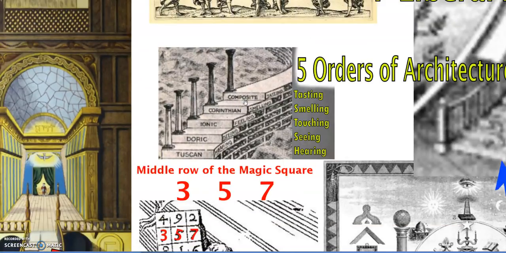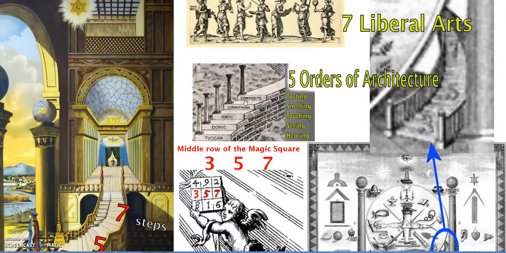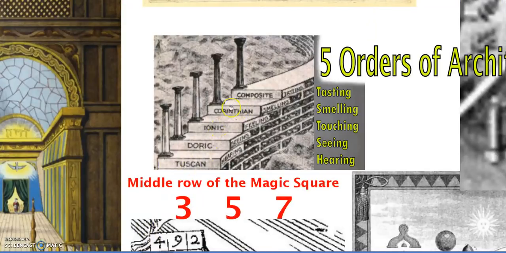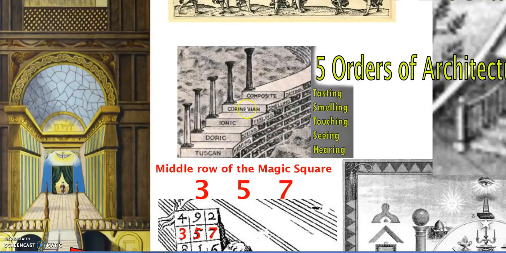architectural schools of architecture. So there were 3 columns: Doric, Ionic, Corinthian, in the Greek schools, and then the Romans added two more, Etruscan and Tuscan, but they also have a composite column, which is a Corinthian plus an Ionic.